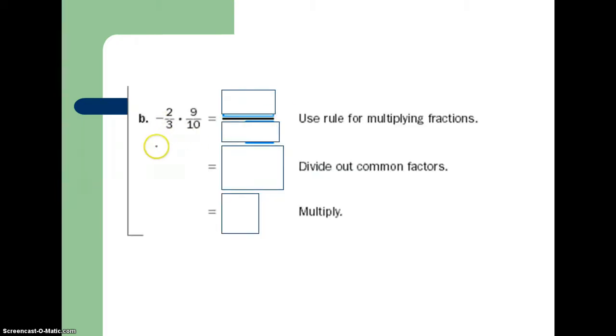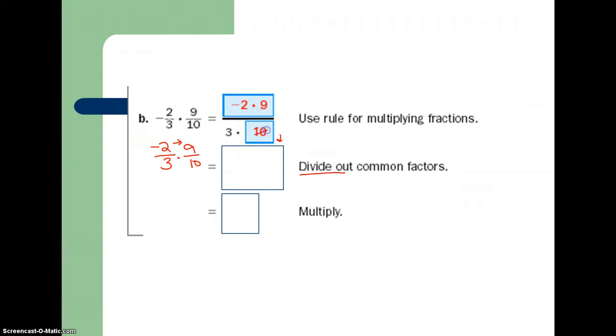For part B, put the negative with the 2 in the numerator. Now again, we are multiplying straight across. Negative 2 times 9 and 3 times 10. Before you get the answer, you actually can divide out common factors. Before I show you this box at the bottom, let me show you how to do that. Look at your numerator and look at your denominators. Is there anything that can divide out by both of them?